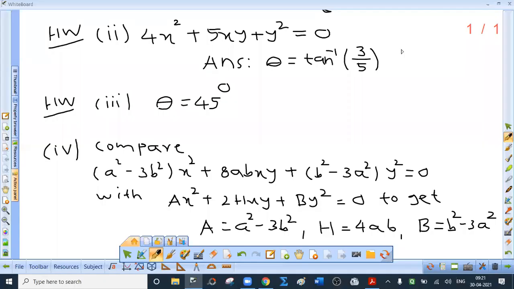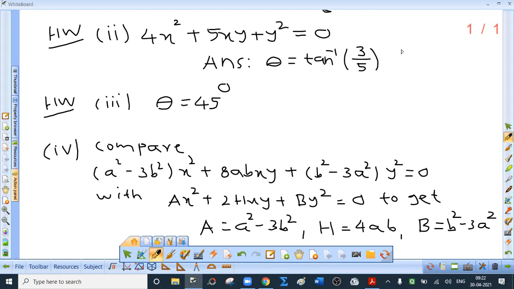Now fourth one, compare a square minus 3b square x square plus 8abxy plus b square minus 3a square y square equal to 0 with, observe that small ab are already used. So we should say compare with capital A x square plus 2 capital H xy plus capital B y square equal to 0 to get capital A as what? Coefficient of x square, a square minus 3b square, twice h, 8ab. So what is h? 4ab. And what is capital B? B square minus 3a square.